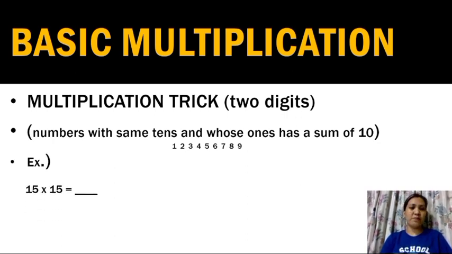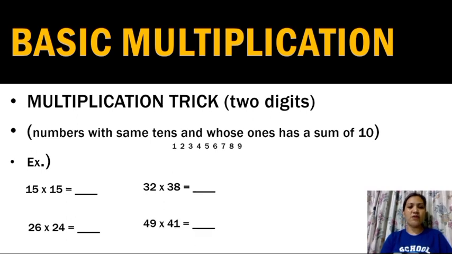15 times 15. Pareha silang 1 and then 5 plus 5 is 10. Another. 26, 24. Parehas silang 2, and then 6 plus 4 is 10. Another. 32 and 38, parehas silang 3, and then 2 plus 8 is 10. Next, 49 times 41, parehas silang 4, and then 9 plus 1 is 10. Another one, and last.